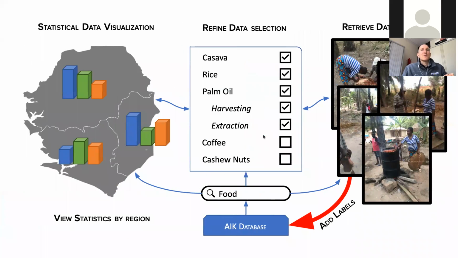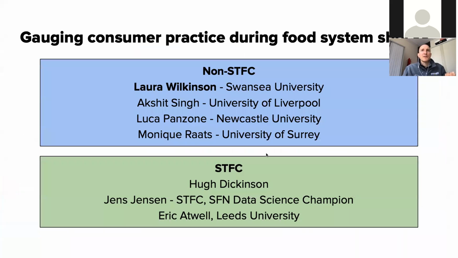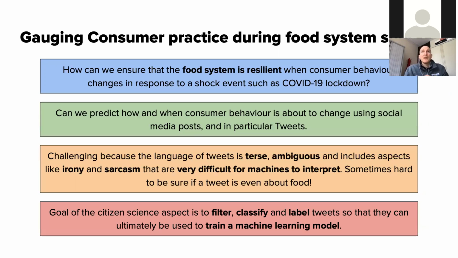So the next project I want to tell you about, done the quick demo, that was fun, is actually one on text analysis. And the idea of this project, which is led by Laura Wilkinson from Swansea, with various other collaborators, and again, myself and Jens from STFC and Eric Atwell from Leeds, is to try and find some way to predict how a food shock or a shock event, something like the COVID-19 lockdown, will affect the way that consumers behave.